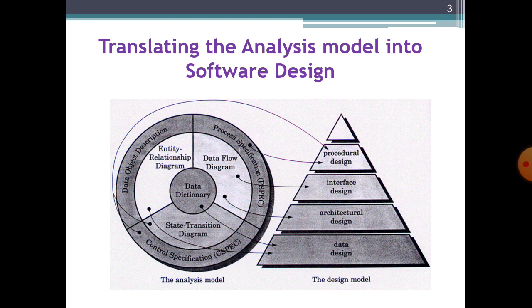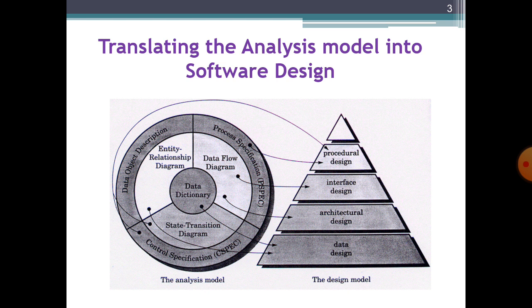And this mapping or translation has been shown in this diagram, how we can translate from the analysis model into software design. So students, in this you can see that each of the elements of the analysis model provides information which is necessary to create the four design models which are required for a complete specification of design. The flow of information during software design is also shown in this figure. You can see how these are mapping from analysis to design model.